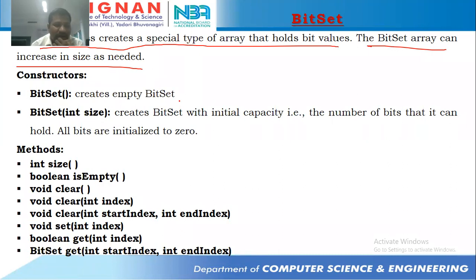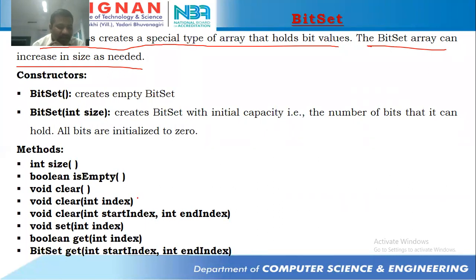It's a normal class. And we can create this with an initial capacity. Later we can increase the size of that bit set, and we can decrease also. And here we have some set of functions. The int size method gives us the total number of bits available in that particular bit set. Bit is nothing but a number. Boolean isEmpty checks whether the bit set is empty or not. Void clear means it clears everything.